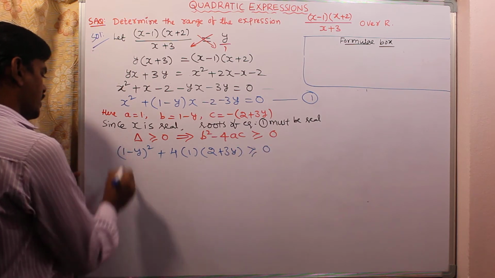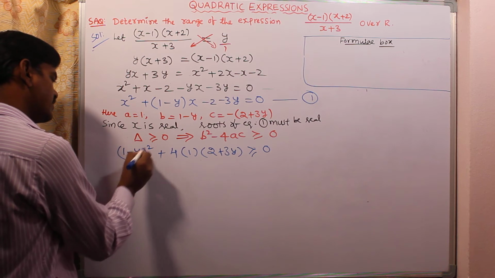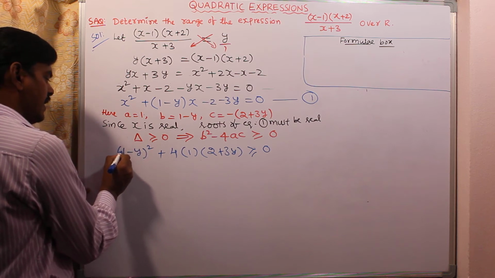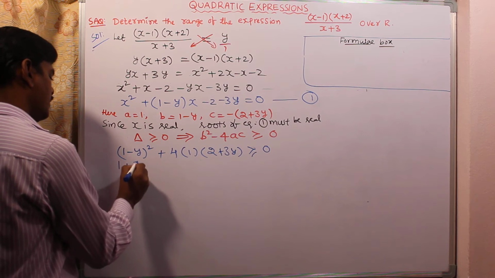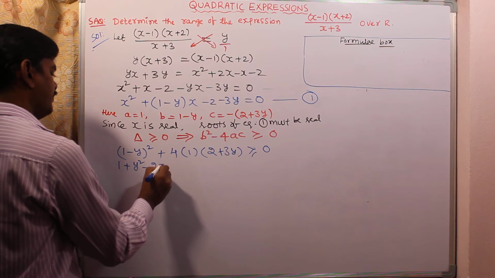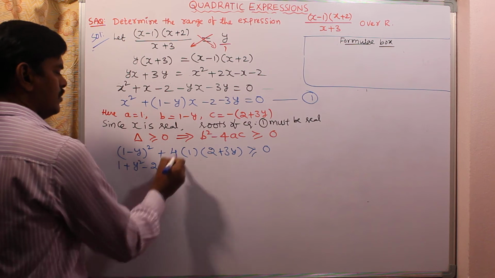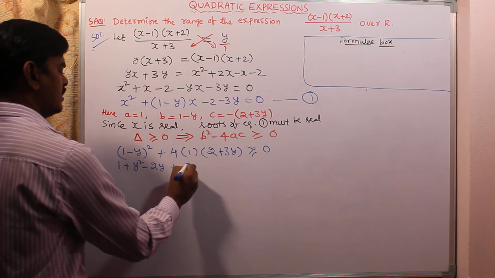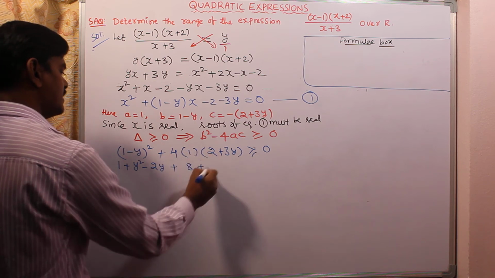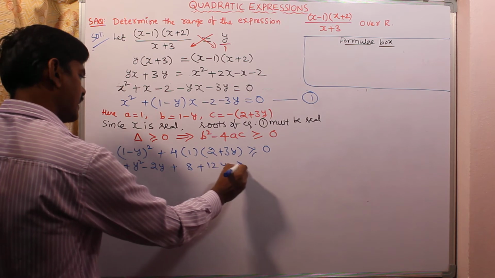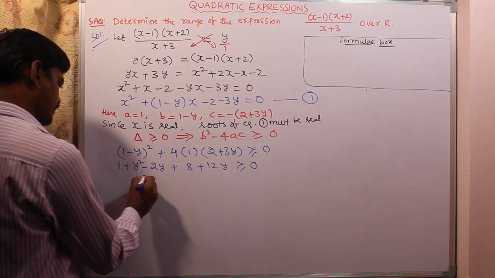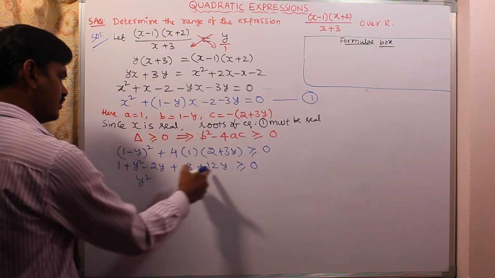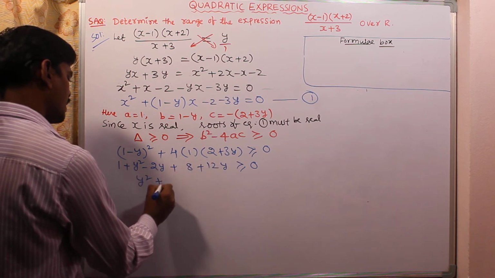Now the simplification part. (1 minus y) whole squared looks like (a minus b) whole squared. Apply the formula: a squared plus b squared minus 2ab, so 1 plus y squared minus 2y, plus 4 into 2, 4 twos are 8, plus 4 threes are 12y, greater than or equal to 0. Now we have the y squared term. Next, minus 2y plus 12y is plus 10y.